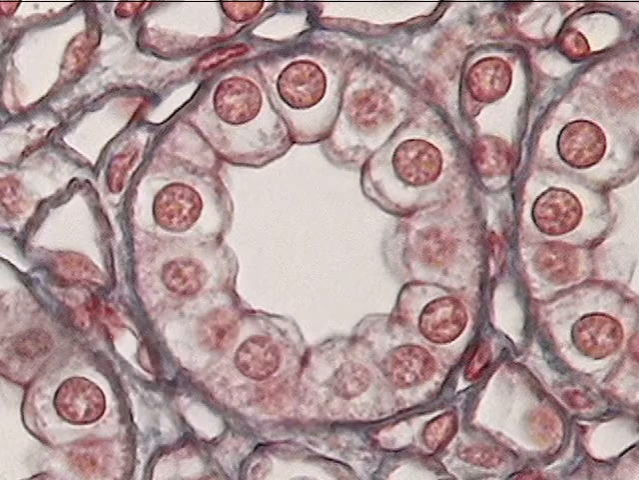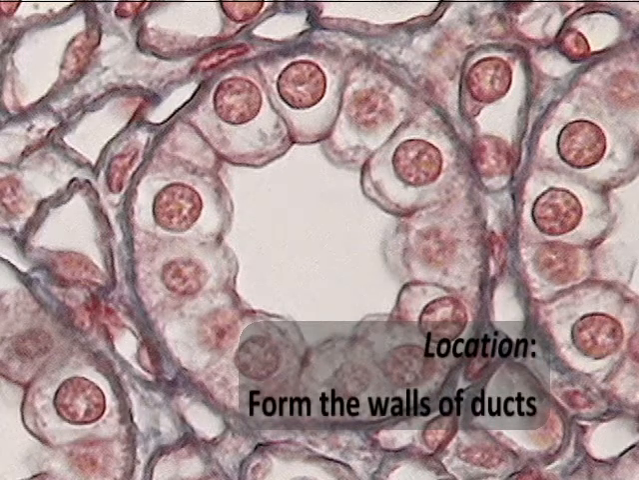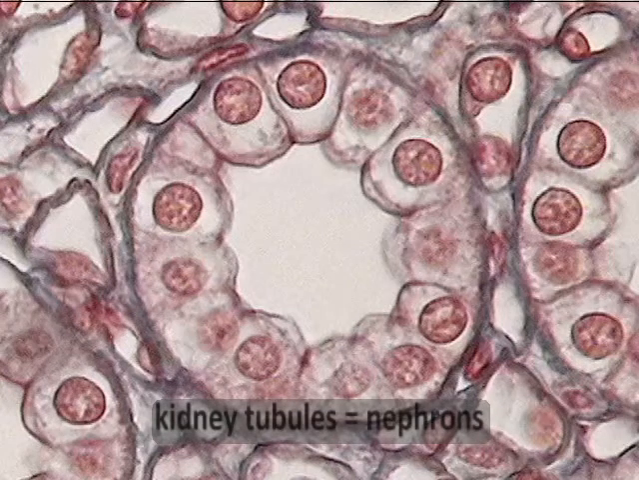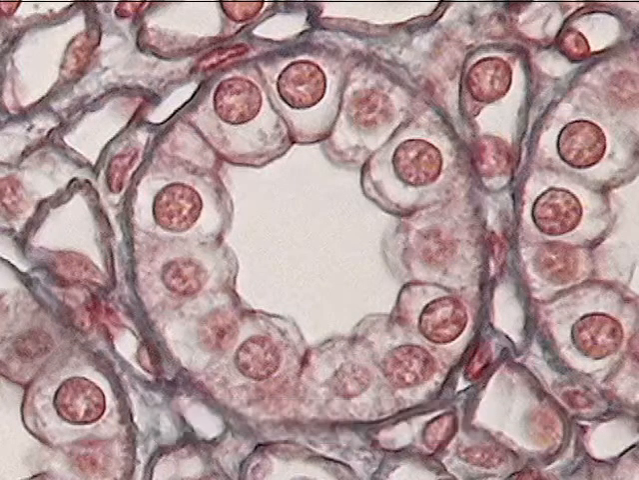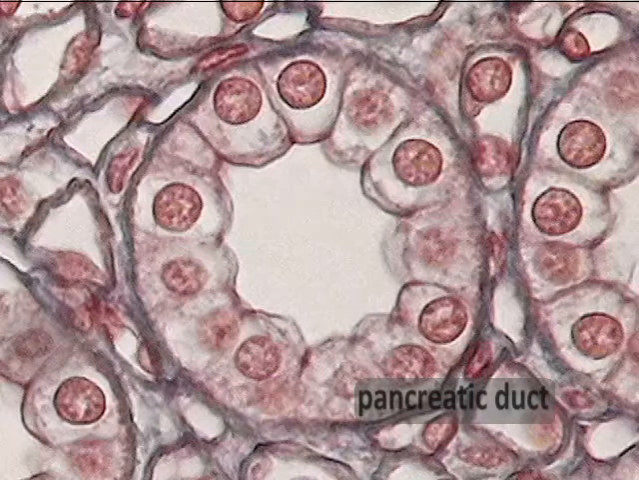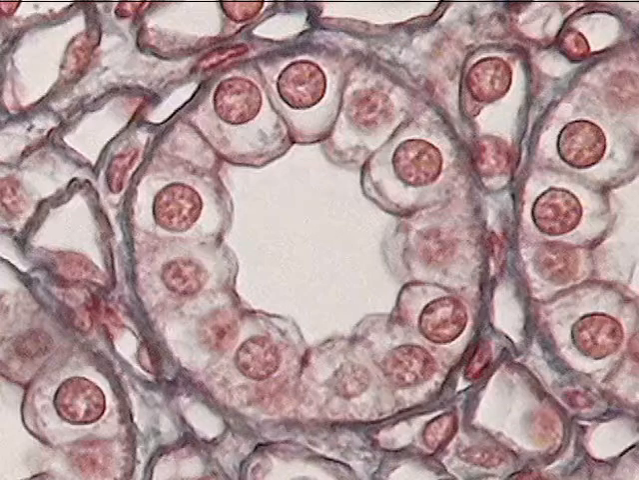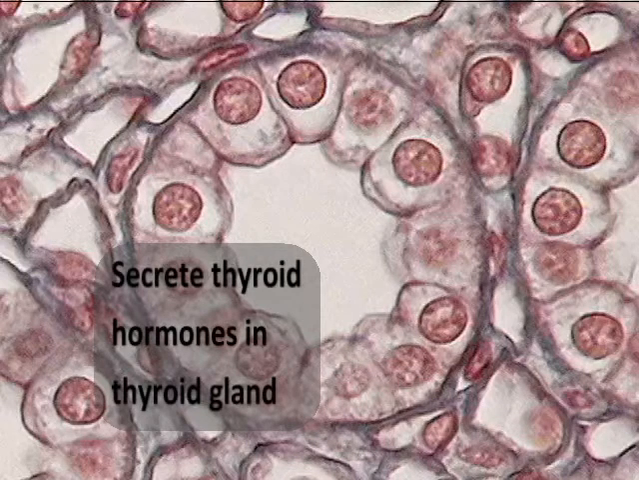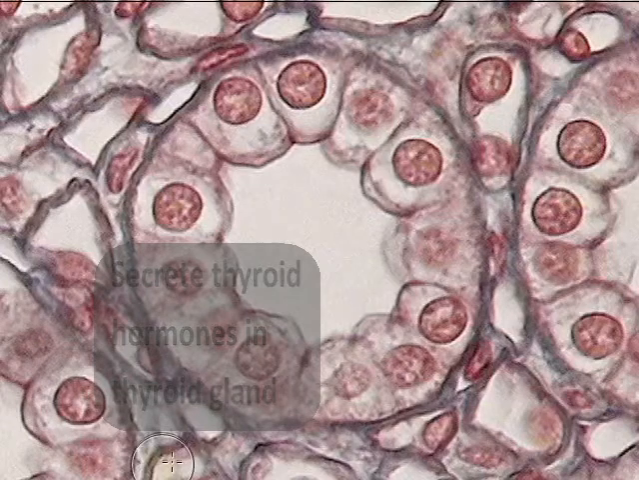and location-wise, as we see here, they're commonly found within ducts, as in the ducts of the kidney tubules. They're also found in ducts that are leading away from other glands, such as the pancreas, and they're also found in some cases as a secretory layer, producing hormones, as in the thyroid gland.